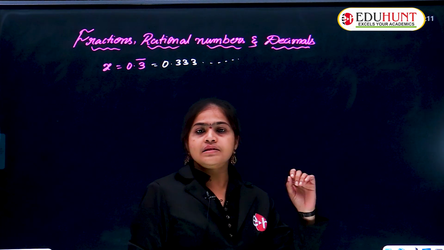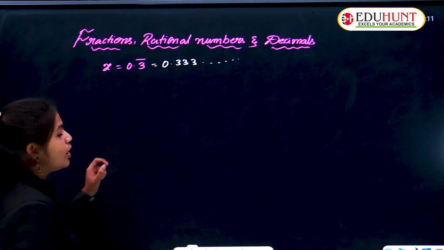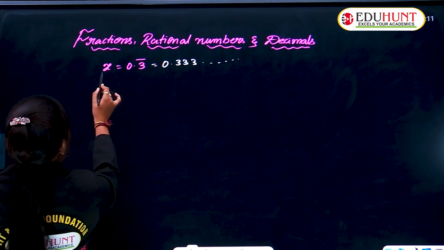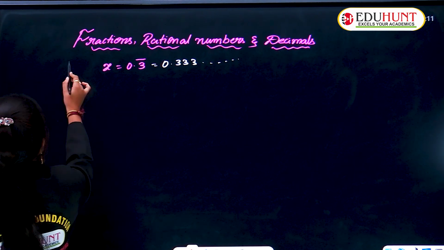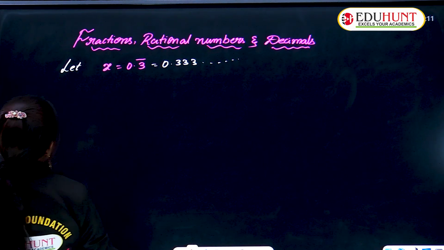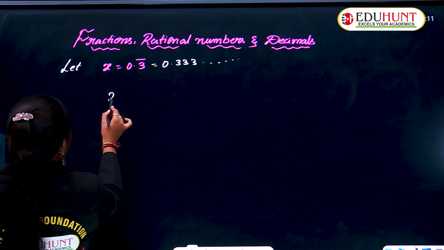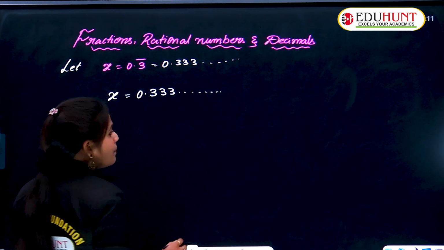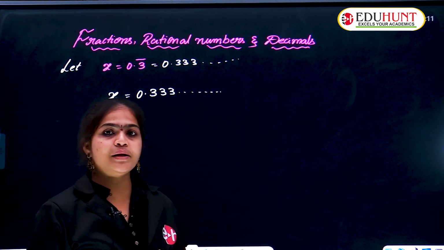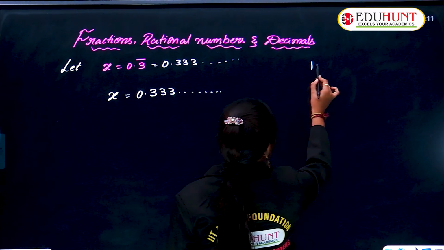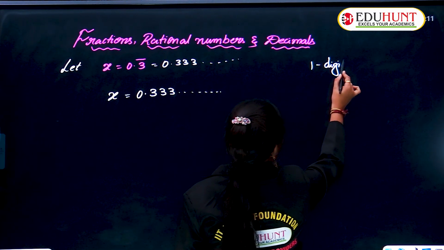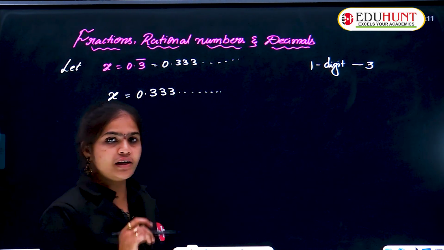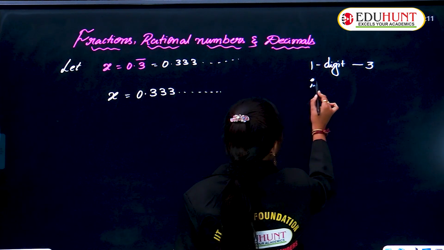See here, 0.333 and so on. This is a non-terminating repeating decimal. Now let us see how to write this. Let x be equal to 0.3 bar. Then we can write x is equal to 0.333 and so on. After the decimal point, how many digits are in repetition? Only one digit. That digit is 3.